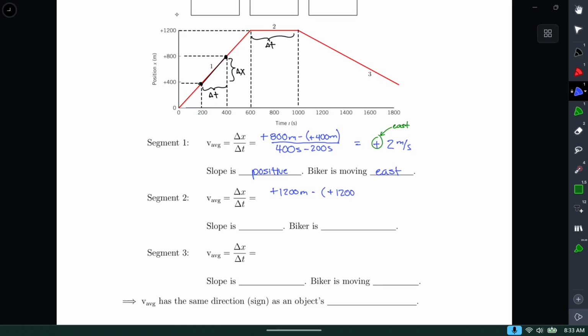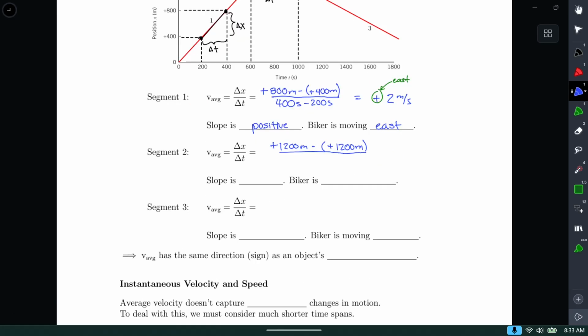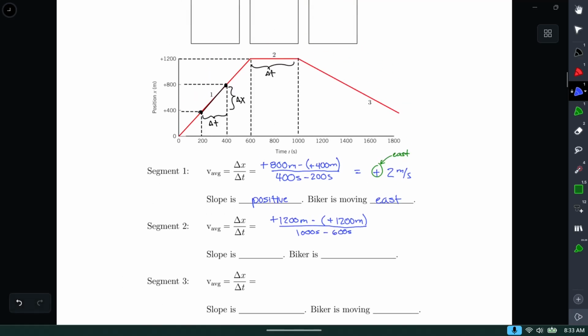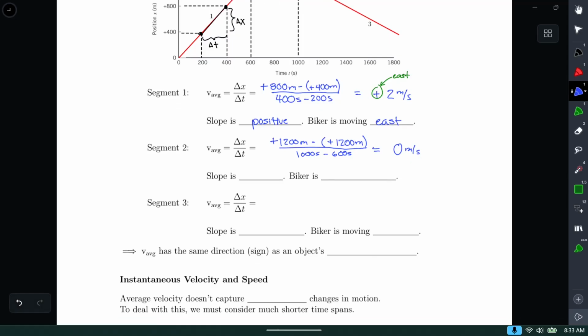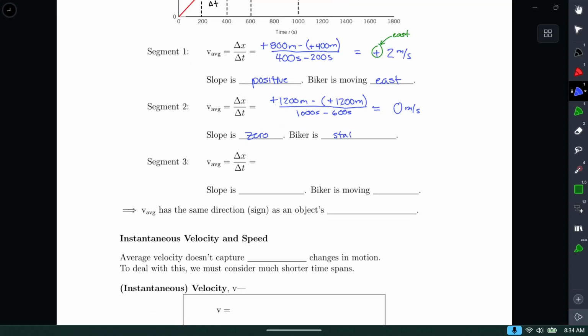And that's true between 600 seconds and 1,000 seconds, but it's true between any two times in segment 2. I will get 0. So the slope was 0. And in this case, I can conclude that they're stationary because they were always sitting exactly at 1,200 meters.